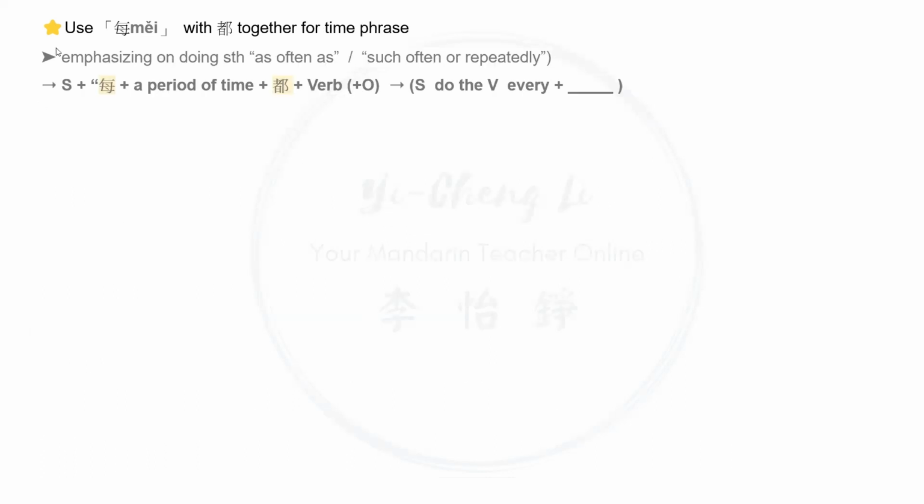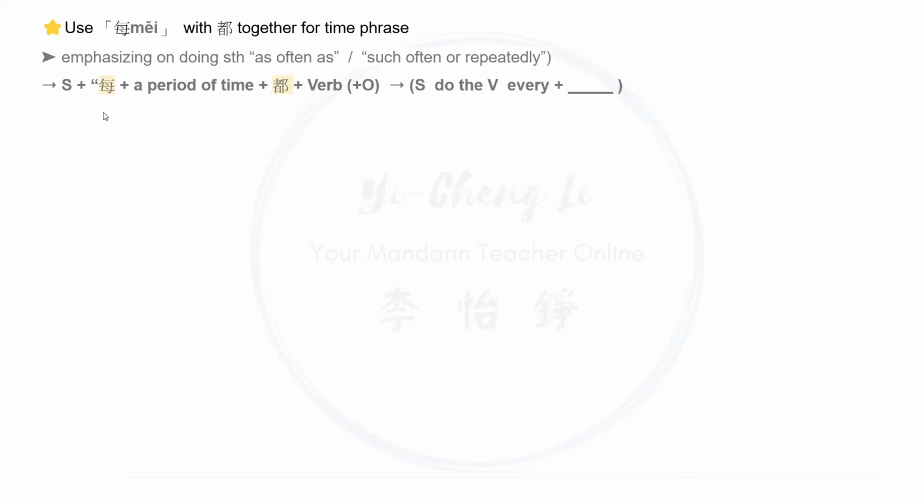Next, we are talking about using 每 with dōu, but for a time phrase instead of a noun. It emphasizes doing something as often as every period of time, or such often, or repeatedly. How do you say this word? Repeatedly.